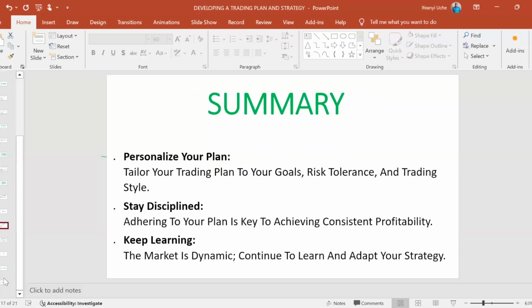All right. In conclusion, there's a need to personalize your trading plan. Tailor it to your goals. So first things first, what is your goal? For example, this is September. In trading, how much do you have to trade? Because when you're setting your goal, don't say, I have $100, I want to turn it to $1,000 this month. No, don't do that.